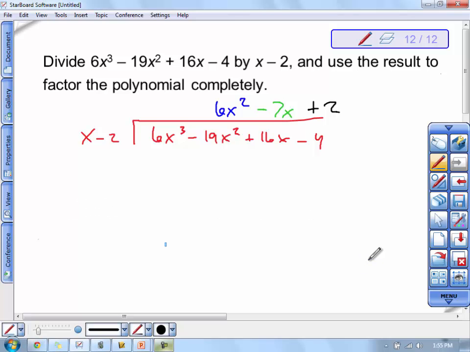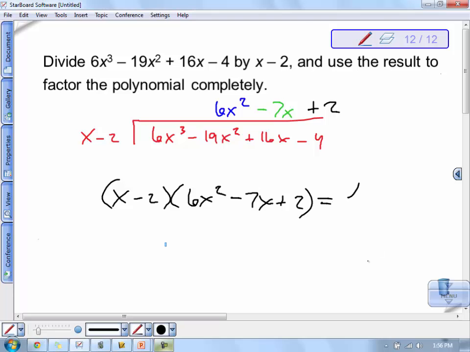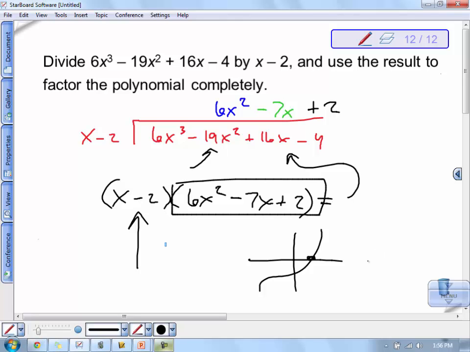If I look at this, x minus 2 times this quadratic, 6x squared minus 7x plus 2, if I were to FOIL this out, I would get this right here, that cubic. So you might see where this is going, and I'll explain more with another example. But we're going to use this if we know zeros to this. This obviously has at least one real zero, a cubic does. If we know that zero, then we know that linear factor. We can divide that linear factor in then to find out what's left over.